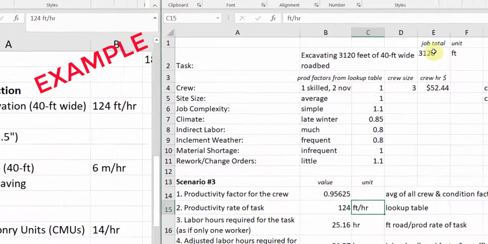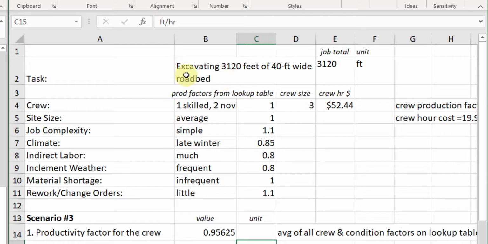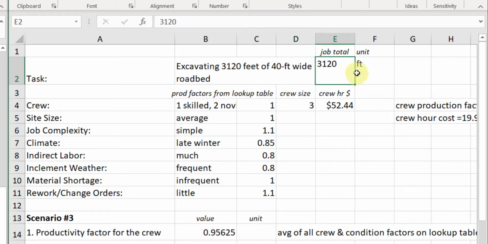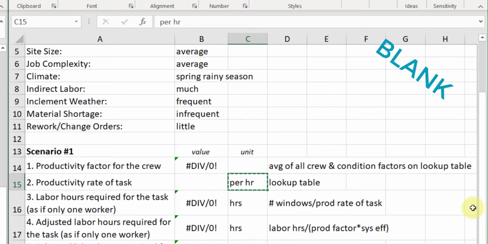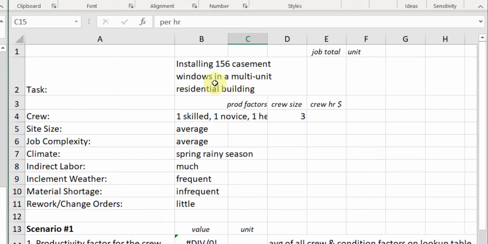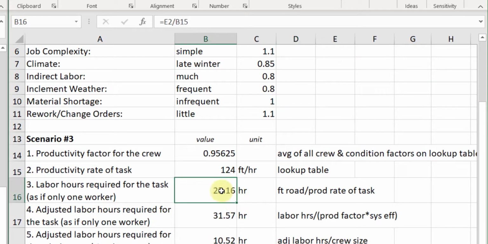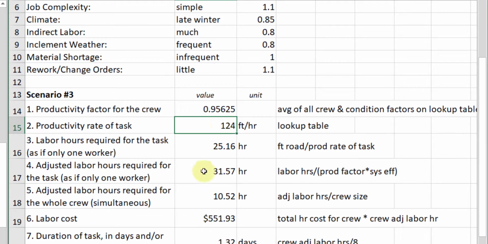And if you look way up at the tippy top, you've got a job total. Now, because this is linear, in my description of the task, I'm excavating 3,120 feet. And so my job total is 3,120 feet. When we go to something like installing windows, it's going to be the number of windows. So keep that in mind. You've got to be aware of what your units are. So then we go ahead and put this in. I'm going to go ahead and make these yellow for you so you know that you have to input them.